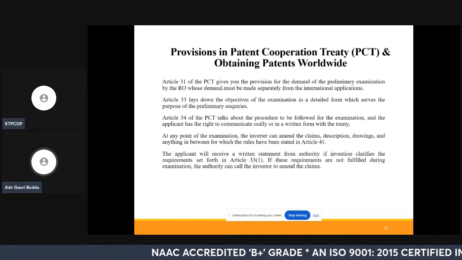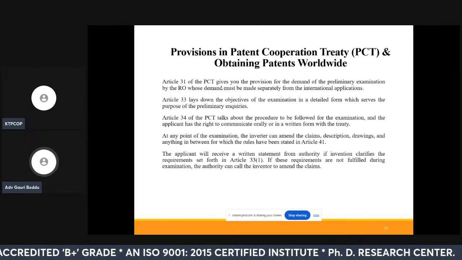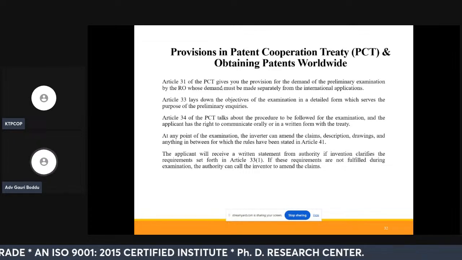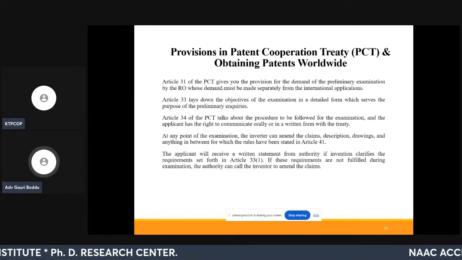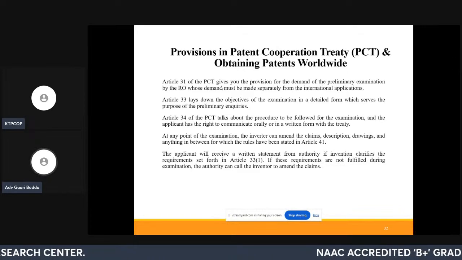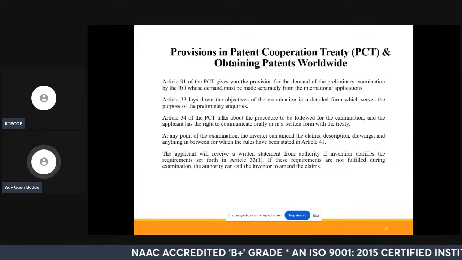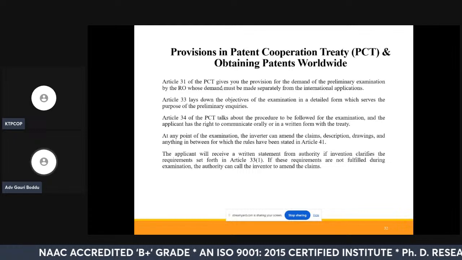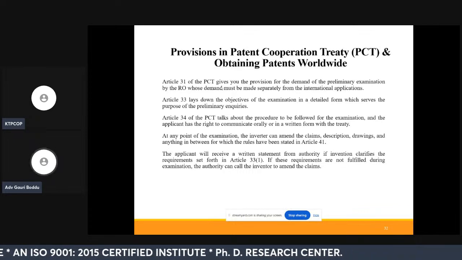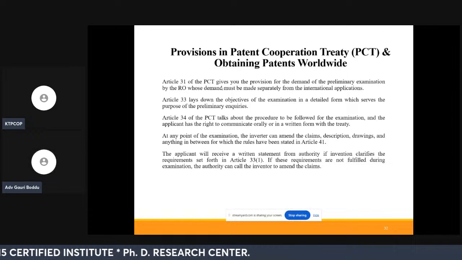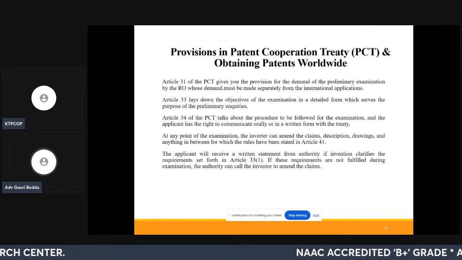Article 33 lays down the objectives of examination in a detailed form, which serves the purpose of the preliminary inquiries. Article 34 of the PCT talks about the procedure to be followed for the examination, and the applicant has the right to communicate orally or in written form with the authority. So PCT is a treaty where the patent can be filed internationally or worldwide.